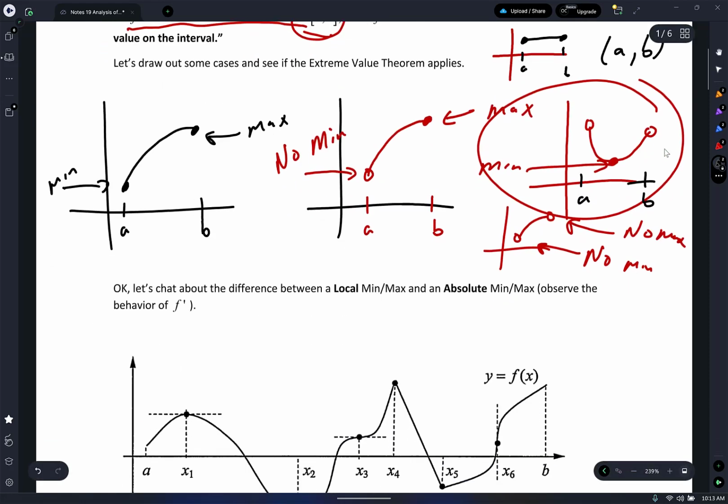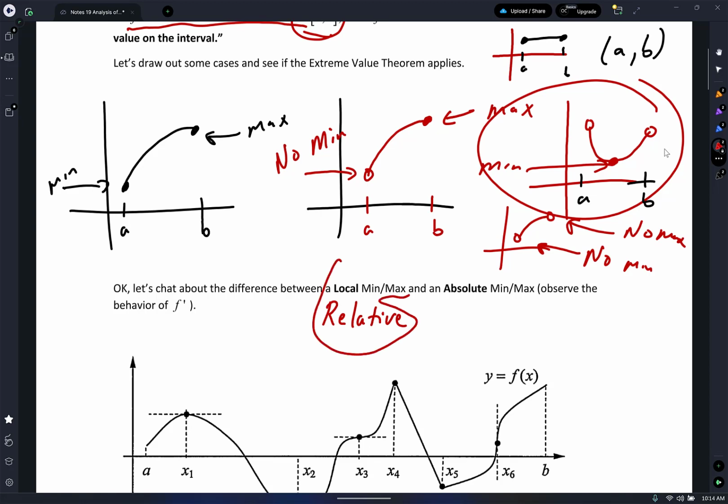Okay. The word local. Sometimes they use the word local, sometimes they use the word relative. Local and relative are the same. Local min-max, relative min-max. Relative like your uncle, your aunt, whatever. The word absolute: sometimes they use the word global. Global and absolute are the same. Absolute or global means it's the highest from all the points or the lowest from all the points. That's all it means. Cool or not cool?